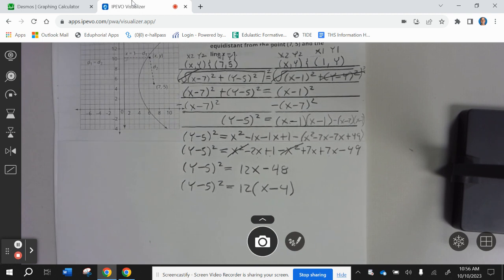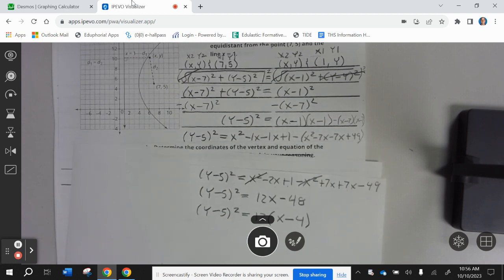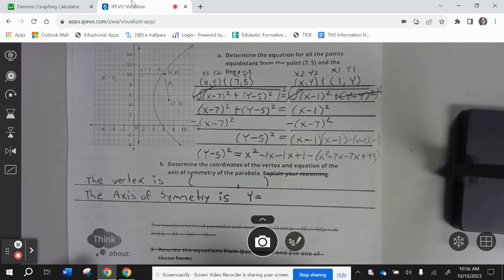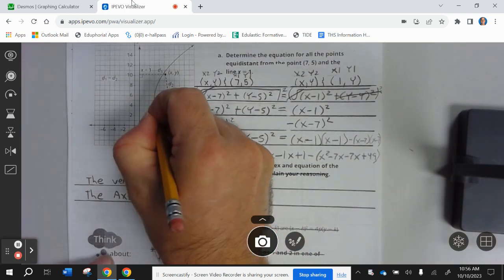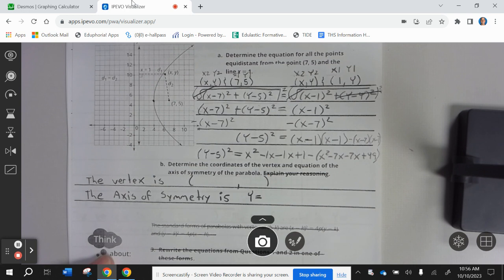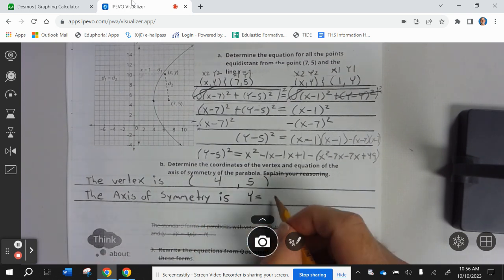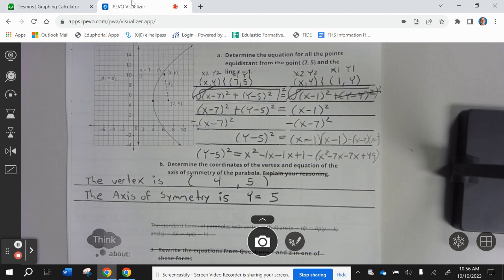All right, let's take a look. Determine the coordinate of the vertex. That's easy. We can look at the graph. That point is 4, 5. So the axis of symmetry is y equals 5. Let's take a look at the next page.